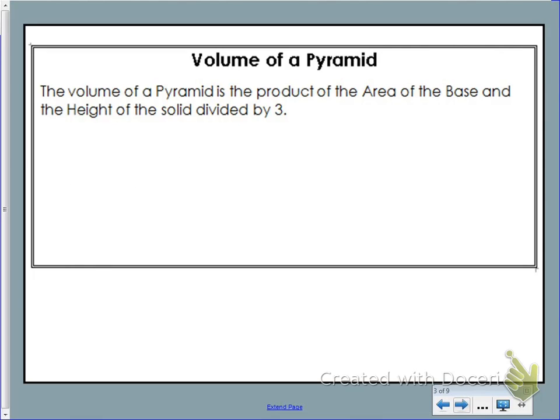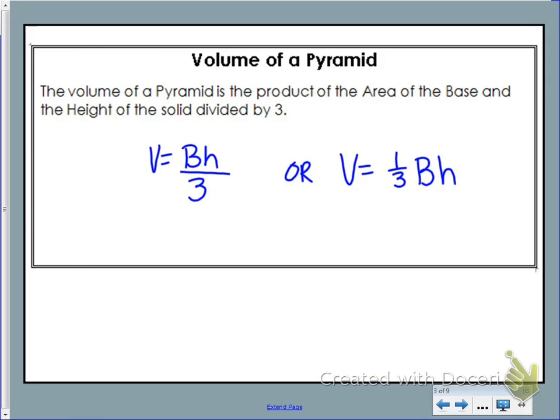So in order to find the volume of a pyramid, we're going to find the product of the area of the base with the height divided by 3. Now that's one way to show the formula. Another way to show the formula is the volume equals 1/3 the area of the base times the height of the figure. So really it's up to you which formula you prefer to use.